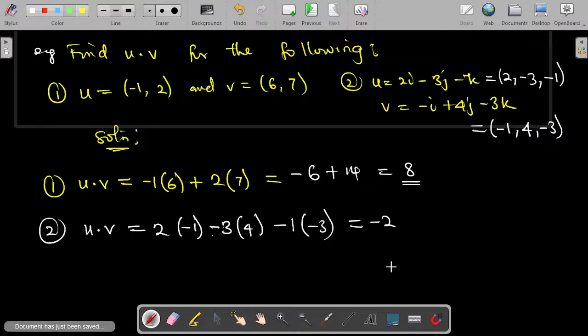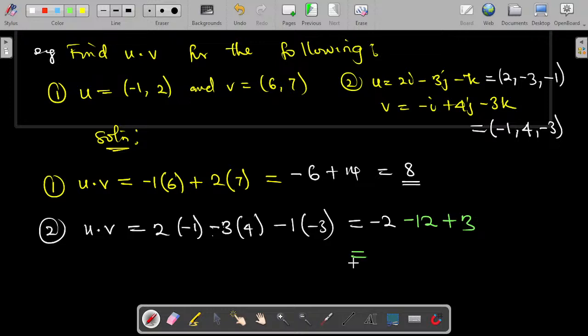Chidinma says minus 11. Favor says minus 11. Let's see. Okay, so the next one is minus 3 times 4, which is minus 12. And then the next one is minus 1 times minus 3, which will give us plus 3.